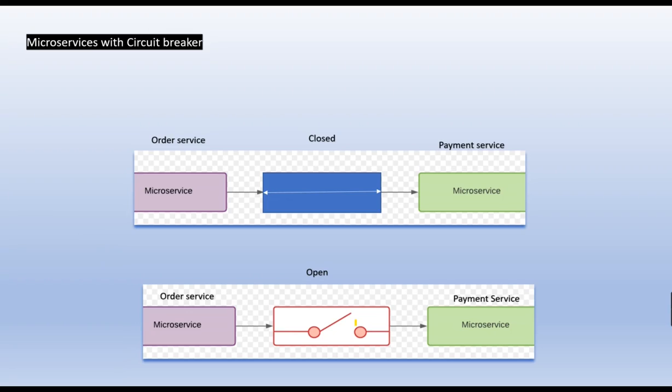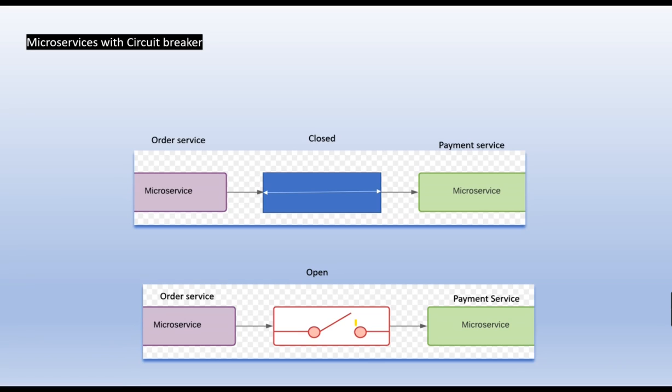Hello. Now we will see the role of microservices with circuit breaker. See here, in the earlier session we saw that this is one electric device and this is our home, and from the electric device we are getting the power to our home. Similarly, here we have order service and payment service. In the earlier session, we imagined this as a switch in a closed state. If it is closed, the power will pass from the electricity board to our home.